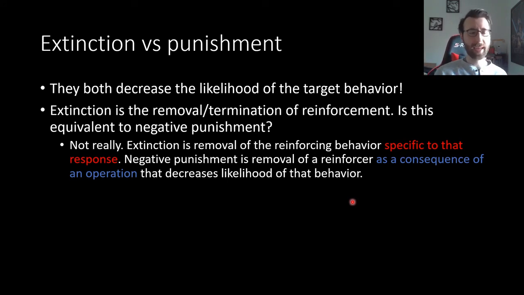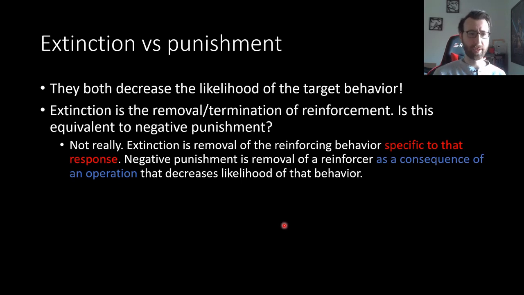Now I'm less likely to walk home with that circuitous route because I'm going to be missing out on something if I do. Right? So there's a difference there. Extinction is the reason why I was going that way in the first place is now gone. Punishment is something else, right? A consequence of an operation that will decrease the likelihood of that behavior.